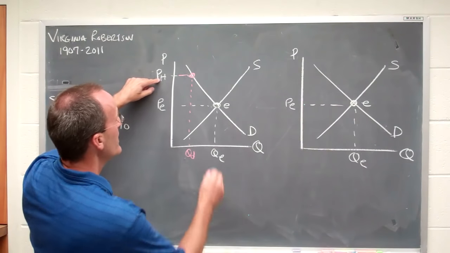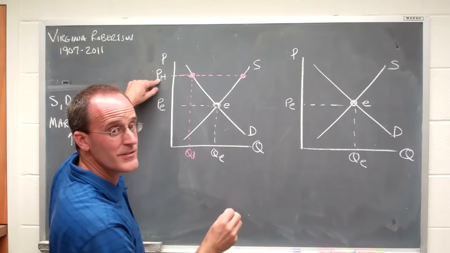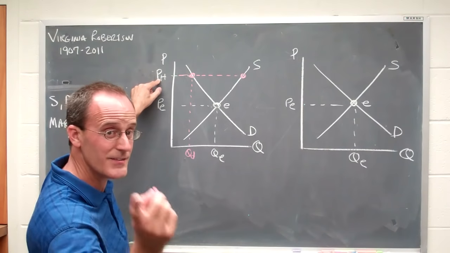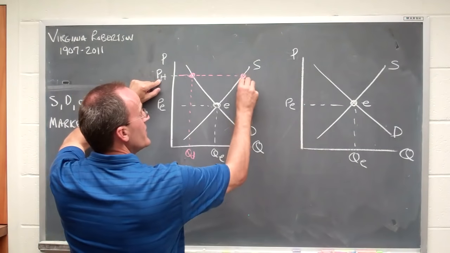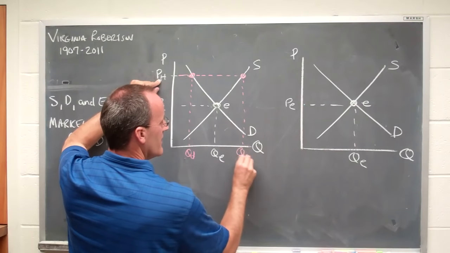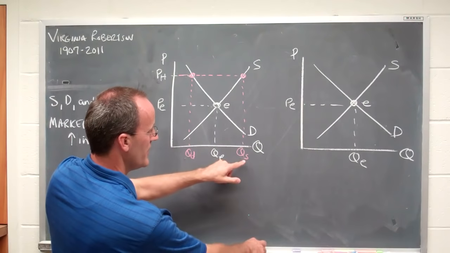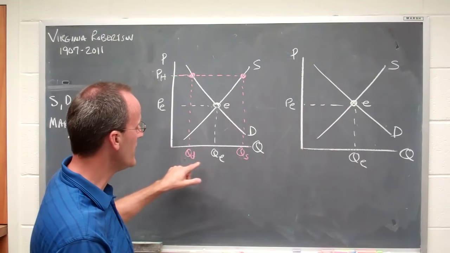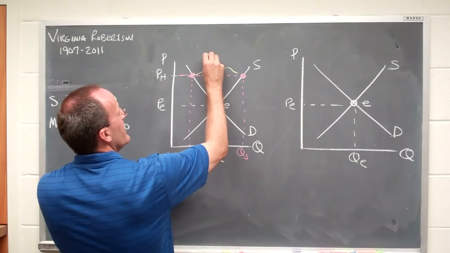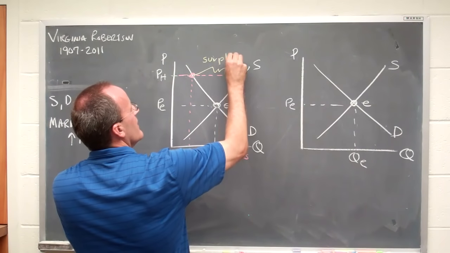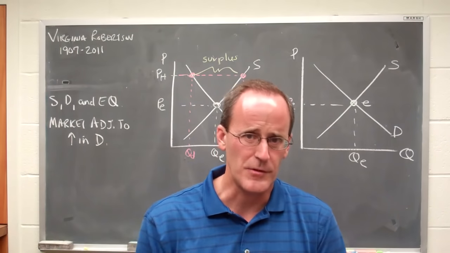But if the price is high, sellers think to themselves, that's a really good price. We'd love to be able to sell at that price. So the amount that they would supply is much larger. All right, so now what do we have? We've got the amount that sellers are going to supply being much greater than the amount demanded, and that right there is a surplus of the good.